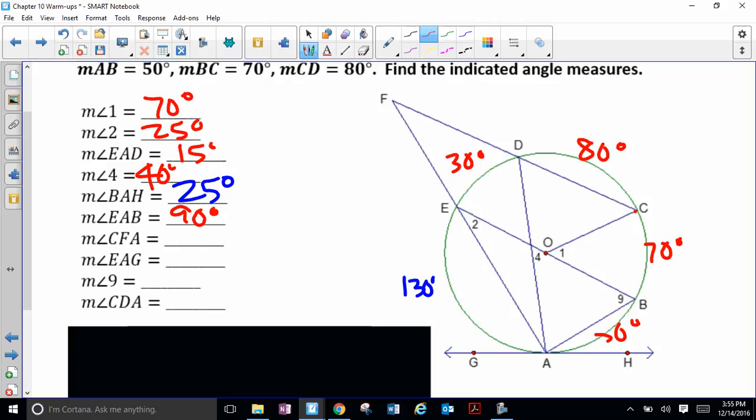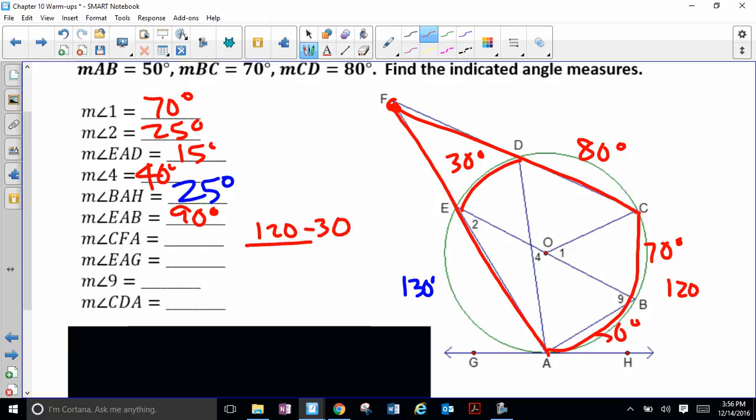So then C to F to A. So this vertex is outside the circle. So its arcs are this one, DE, and this arc here, which is the 70 and the 50 together. So this whole arc together is 120. That's what this whole arc is when you add the 70 and the 50. And we're going to subtract 30 from it. So we would do 120 minus 30 divided by 2. So that 90 divided by 2, so then that would be 45.